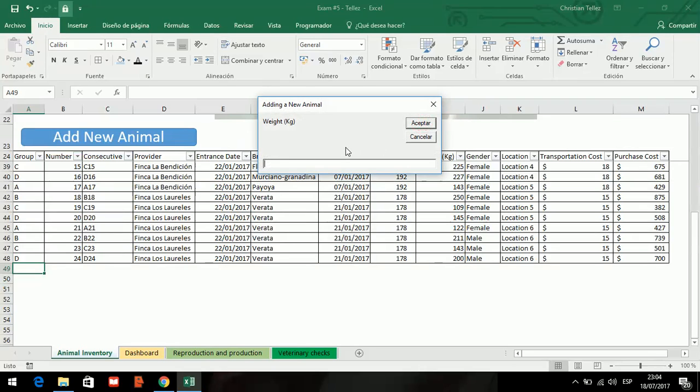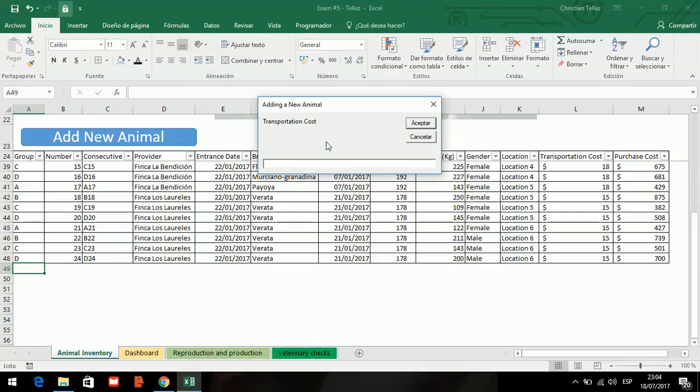We have the weight, 54 kilograms. We can say that this is not a real weight because if we see here we have 250, 270 and so on. Gender, we can say that this is male. Location, we can put it on location 1.